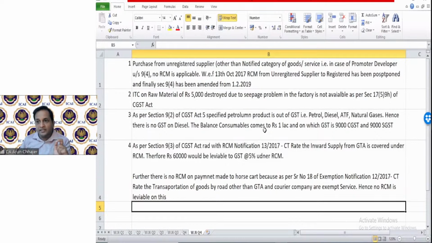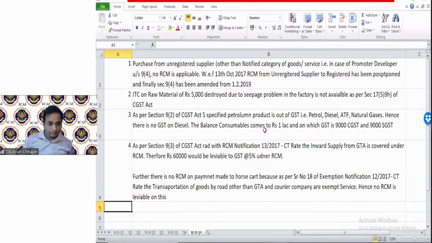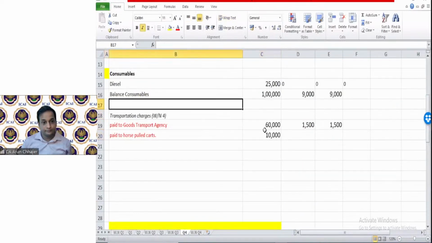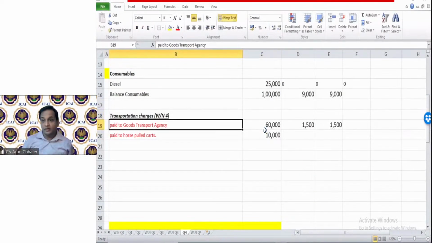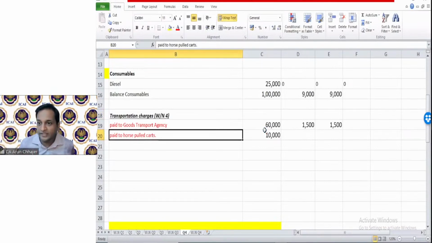As a general practice, auto wallas never issue the consignment note. Hence, this service would fall under exemption. Is it clear? I hope. Because other than motor vehicle, that is somehow exempt under rule 138.